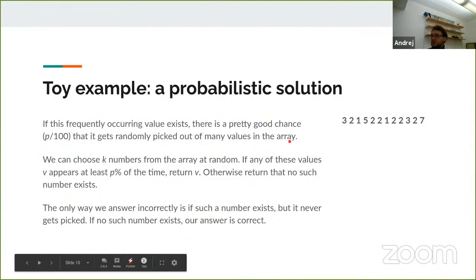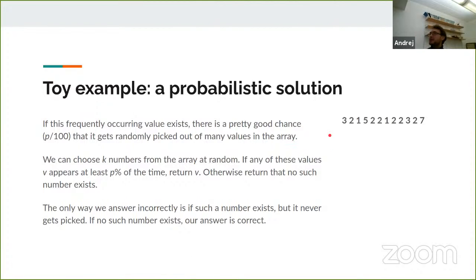So let's look at this solution in an actual example. Suppose we have this array 3, 2, 1, 5, 2, 2, 1, 2, 2, 3, 2, 7. And suppose that p is 45. So we're looking for a value that occurs at least 45% of the time. Now, if you do the count, you see that this 2 actually occurs 5 times out of 11, which is more than 45% of the time. So we ideally want our algorithm to return 2.